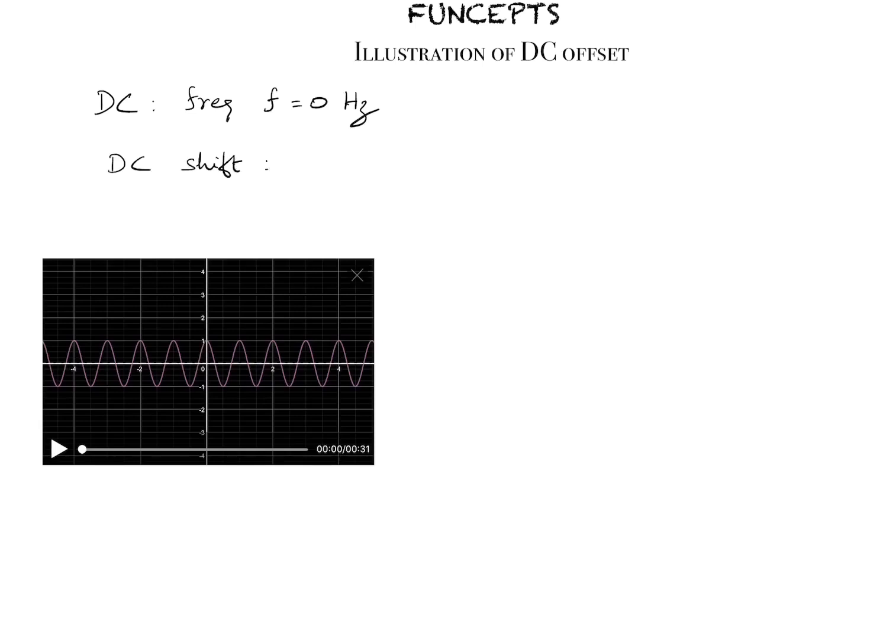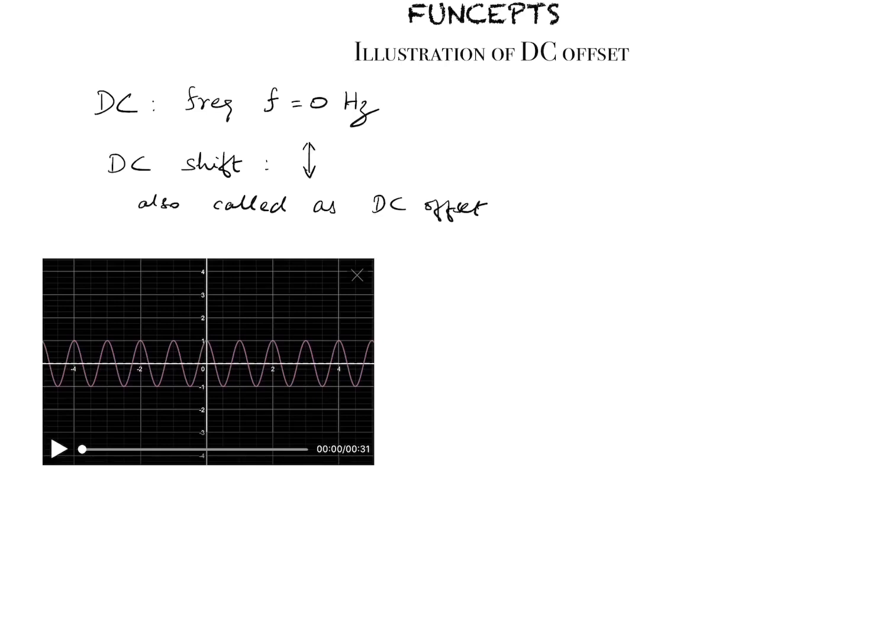shift means the waveform shifting up or down along the y-axis. So the waveform is shifted upwards or downwards along the y-axis. This is called DC shift, also called DC offset.